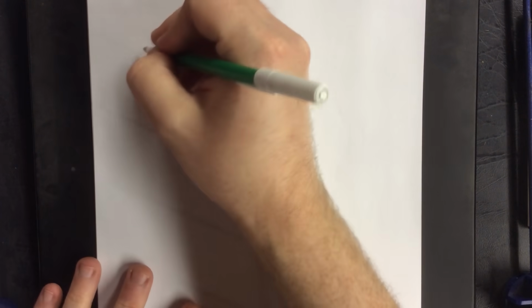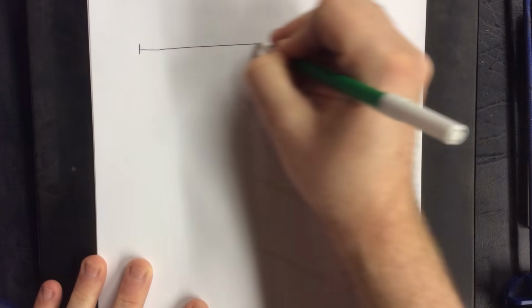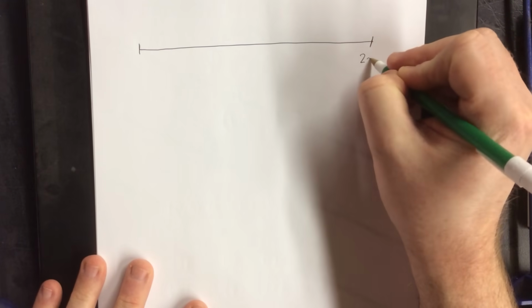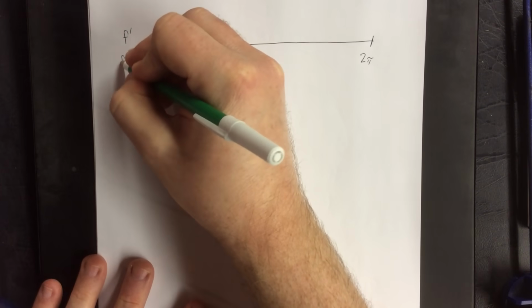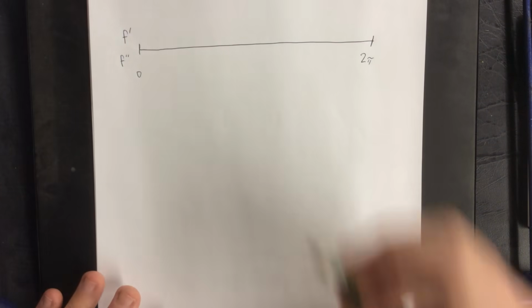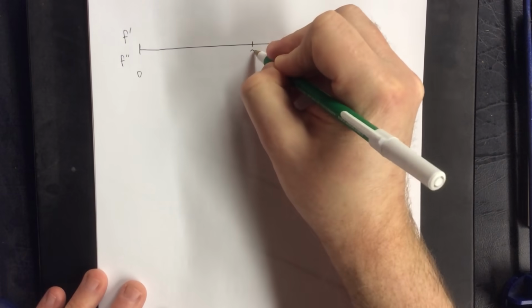So with that in mind, here is 0 to 2 pi. Should probably make these a little lower. F prime will go up here. F double prime will go down here. Smack dab in the middle I know is an important point. That'll be pi.